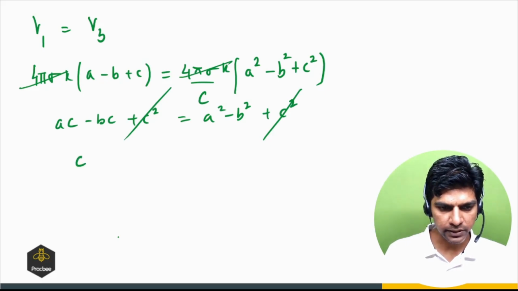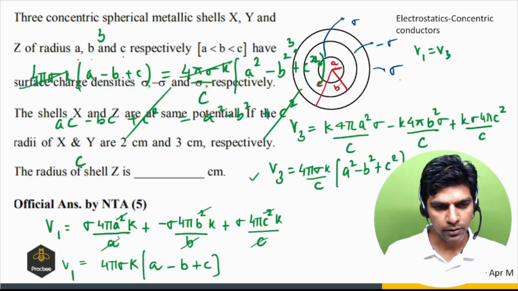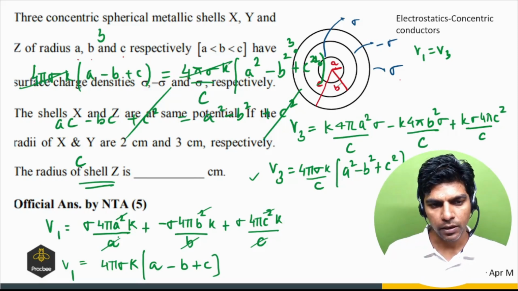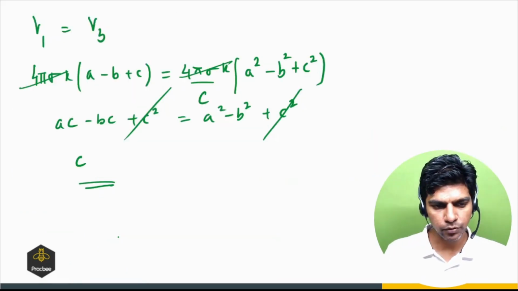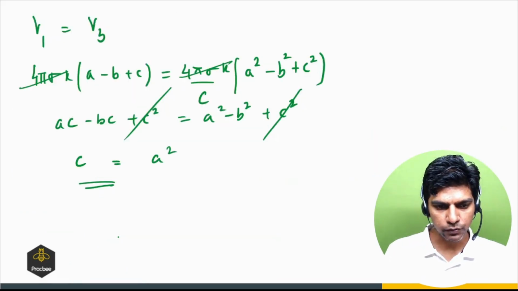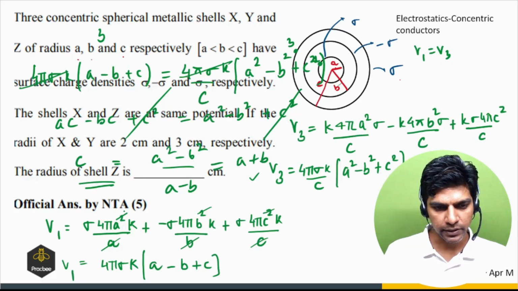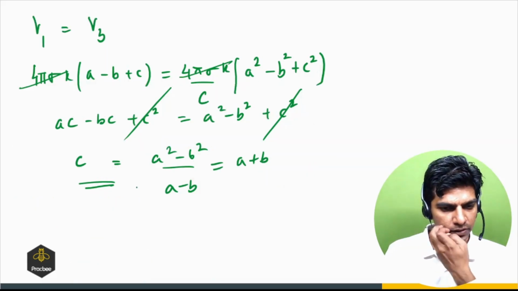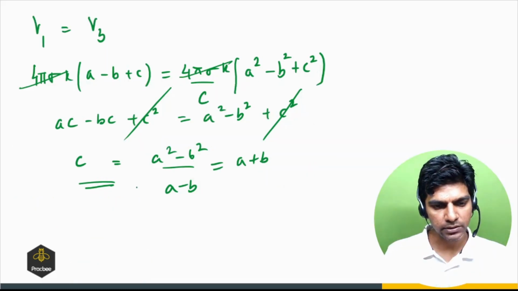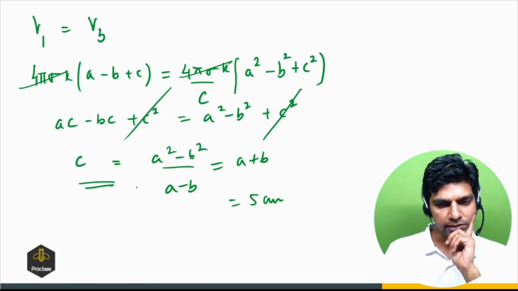And we have to find c. We have to find the radius of the outermost shell c. So c we have to calculate. So c will be (a square minus b square) by (a minus b), which is a plus b. So a is given as 2 centimeter, b is given as 3, so the answer will be 5 centimeter. So that is the answer of this question.